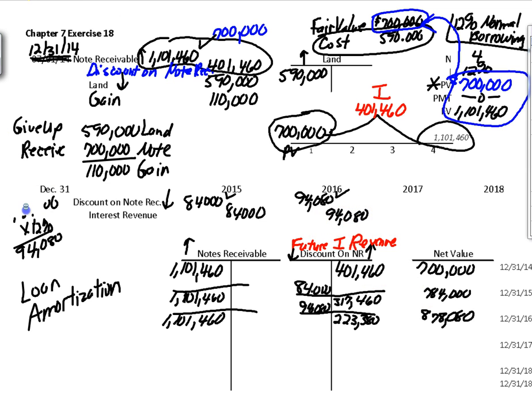Okay, another year goes by, and we're going to calculate interest revenue again. This time, we get to earn interest on the 878,080 at 12%. That's 105,370. So we just plug that in to our journal entry.